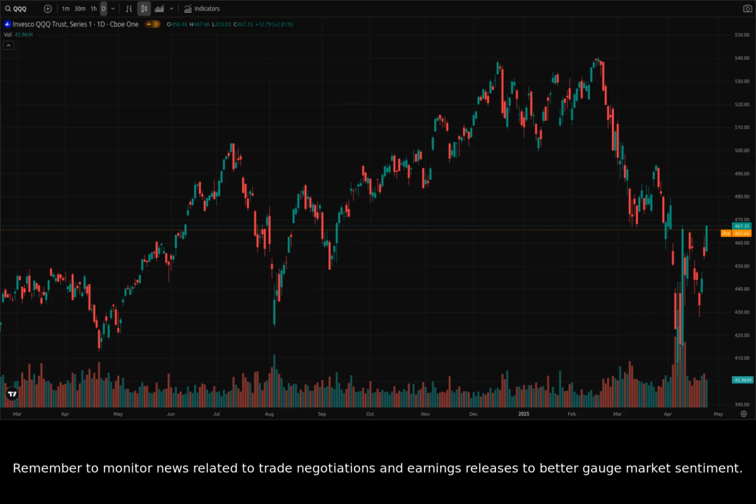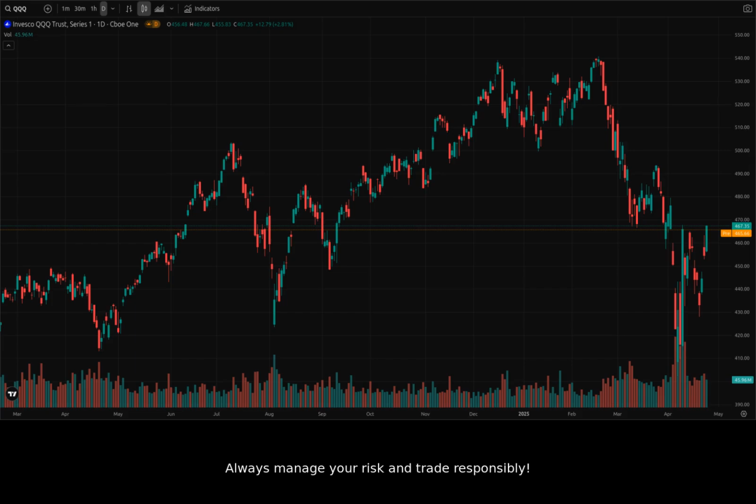Remember to monitor news related to trade negotiations and earnings releases to better gauge market sentiment. The overall trend seems to be to retest resistance levels, but that requires good news. Always manage your risk and trade responsibly.